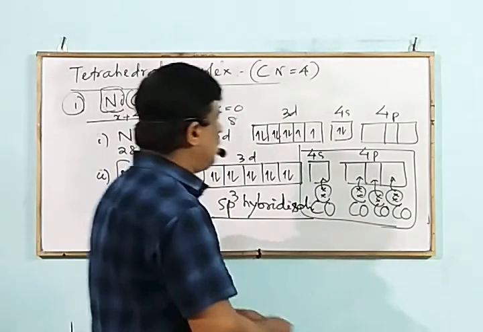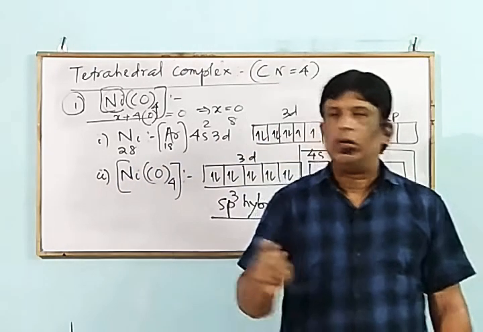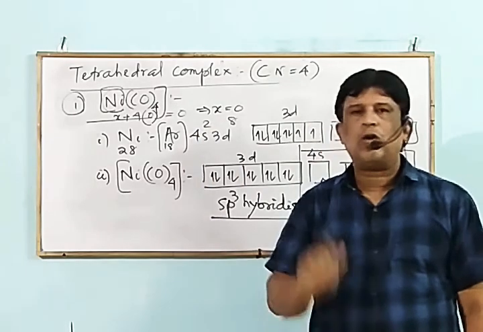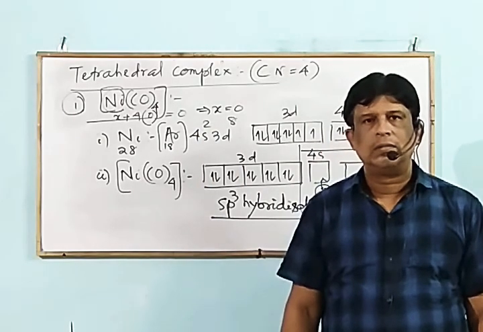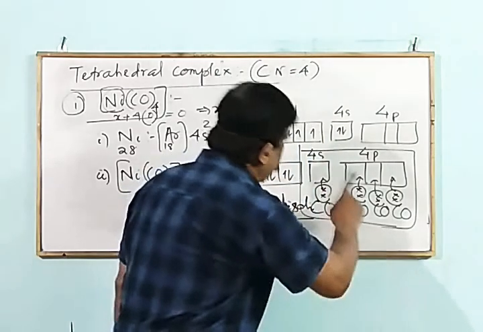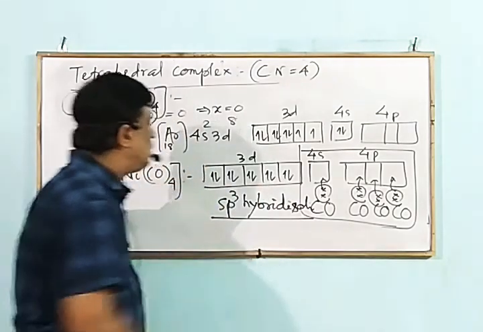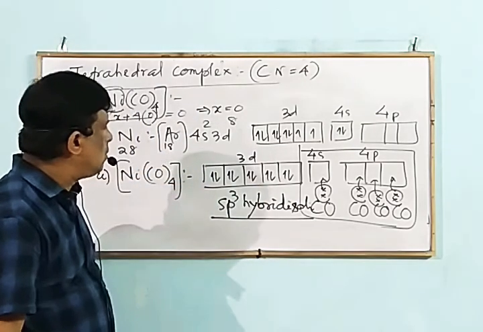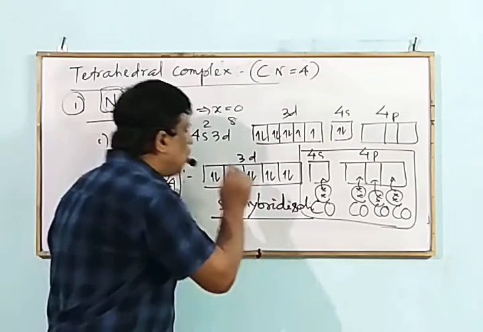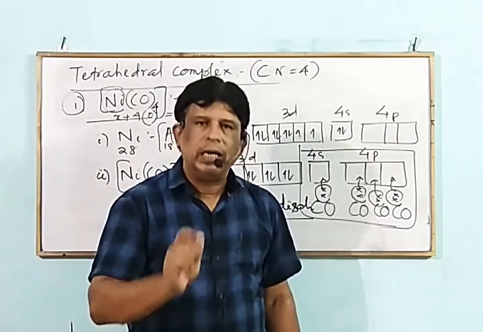So from this discussion it is clear that as C dot N is 4, it is known as the tetrahedral complex, and as one s and three p orbitals participate in the hybridization, it undergoes sp3 hybridization. And last one, since all electrons are paired up, the complex is diamagnetic in nature.